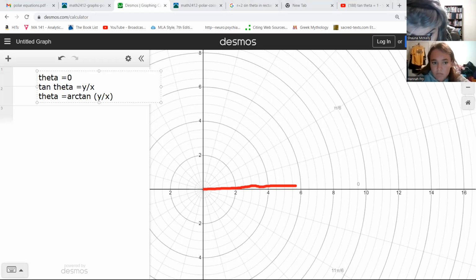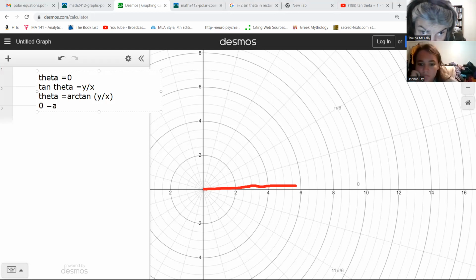Now, if this is 0, then you have 0 is equal to the arctan of y over x. Okay. 0 is equal to the arctan of that, right? Okay. Now, if I wanted to solve this, I would take the tangent of both sides, right?